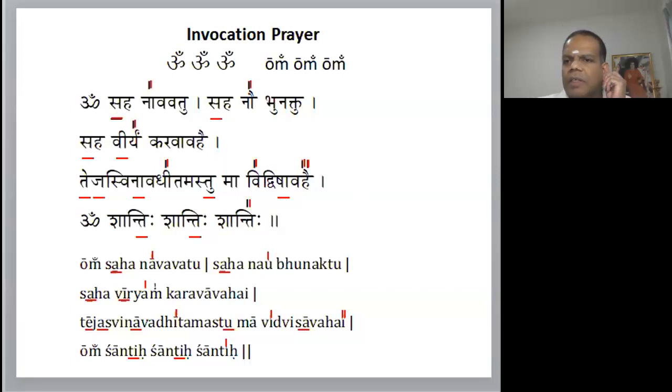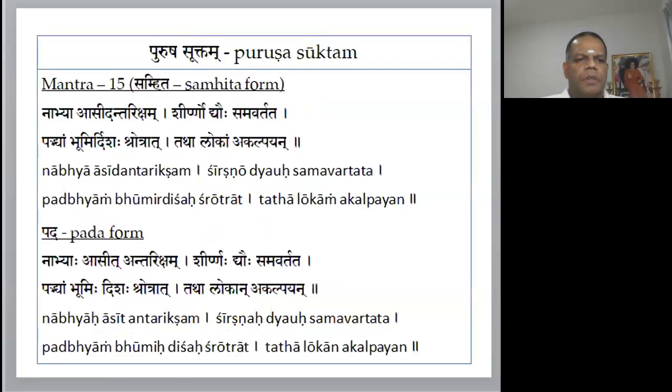Namaskaram, everyone. We have been looking at the Purusha Suktam. We have completed so far about 14 mantras in the Purusha Suktam. The remaining four mantras we will look at today, the remaining four mantras from the first part of Purusha Suktam.